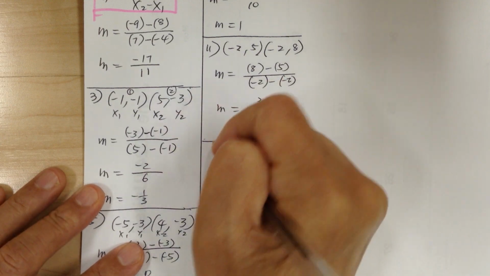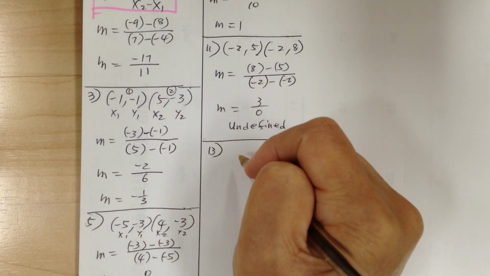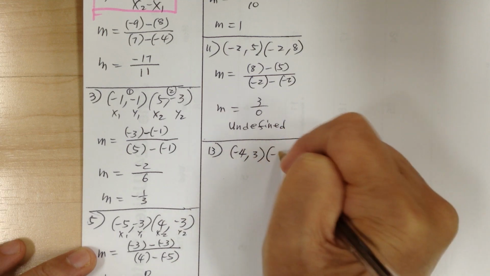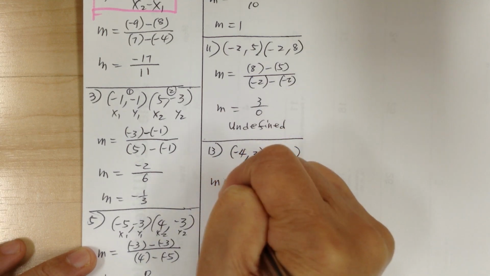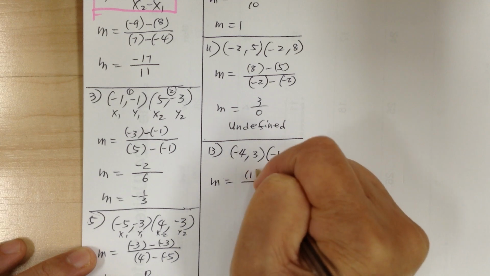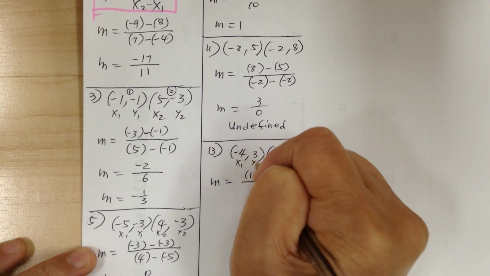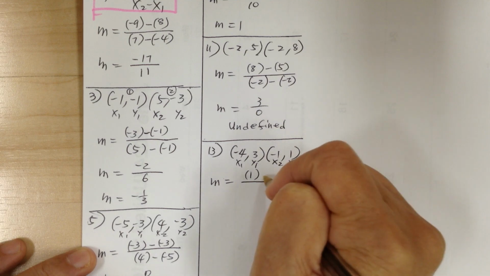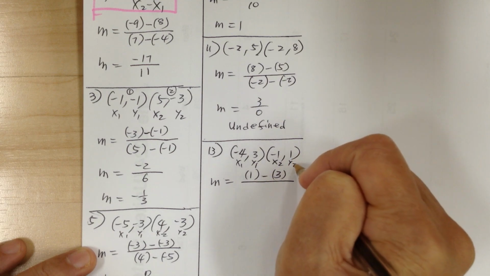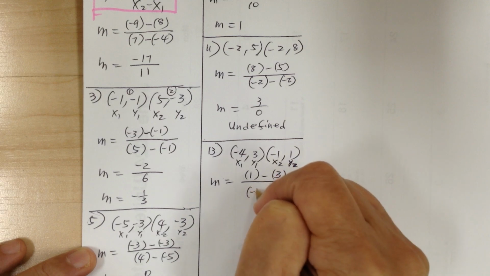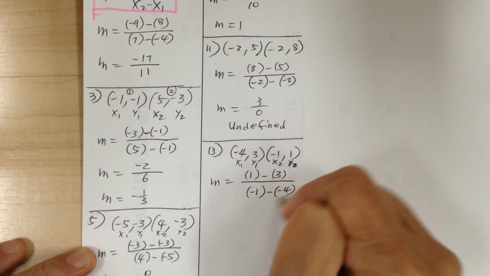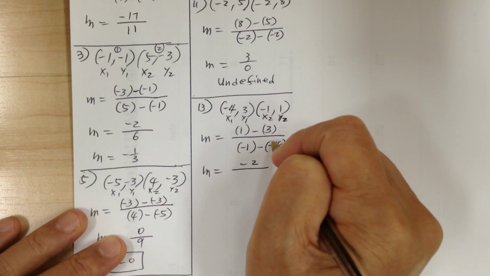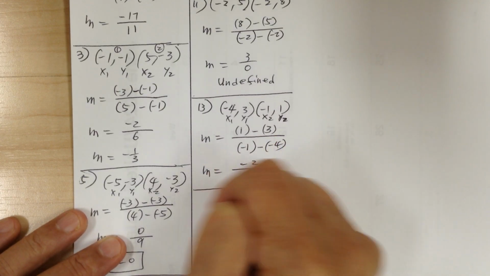Number 13. You have (-4, 3) and (-1, 1). So slope equals y2, so again, x1, y1, x2, y2. So it'd be y2 minus y1 over x2 minus x1. So slope equals negative 2 over 3, and that's it. You cannot simplify.